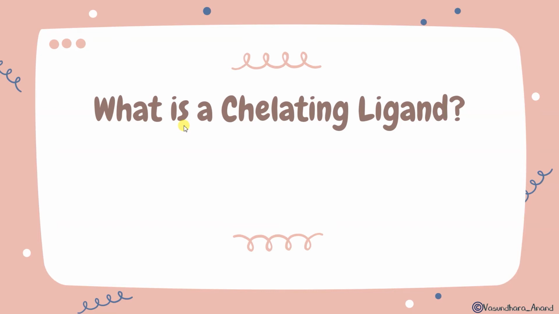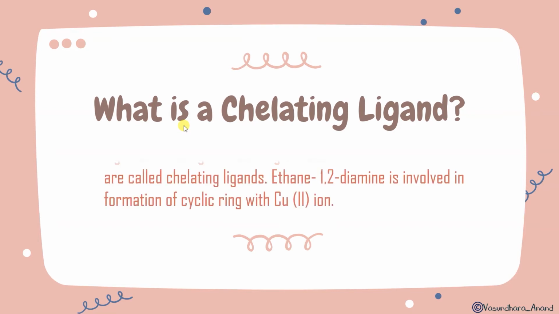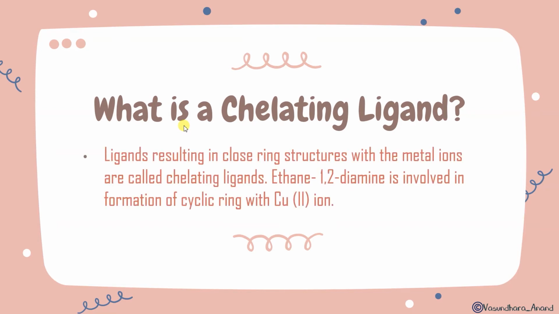Now, what are chelating ligands? In the previous video, I used this word chelating many times, as in chelating ligand and chelation. Chelating ligands are those ligands which are capable of making a ring-like structure. That means except monodentate, all will be considered chelating ligands because they make at least 4-5 membered rings. Ligands resulting in a closed ring structure with the metal ion are called chelating ligands. They are stable in comparison to monodentate. The more membered the ring, the more stable they will be.